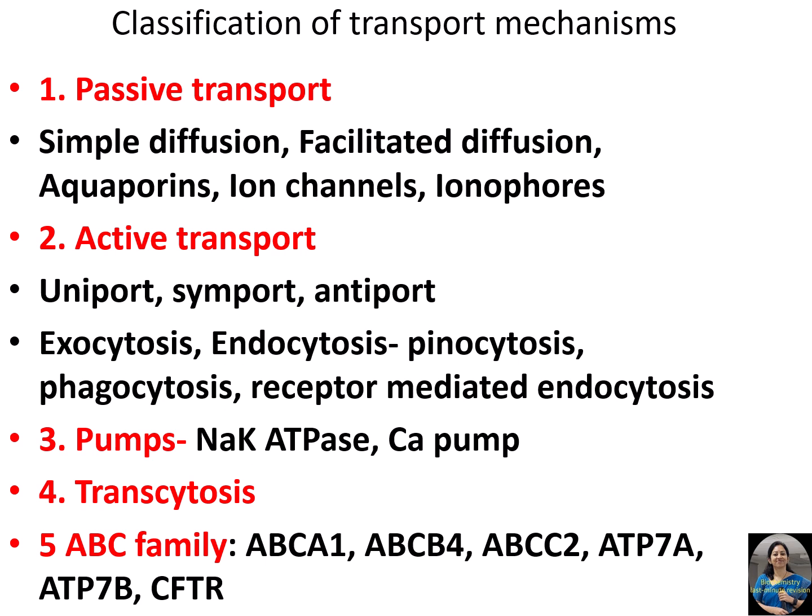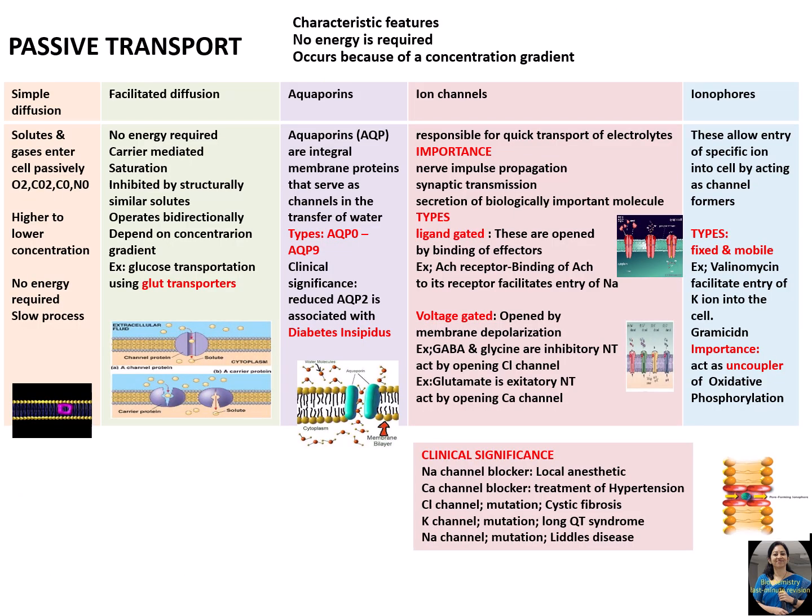Endocytosis in turn includes pinocytosis, phagocytosis, and receptor-mediated endocytosis. Pumps include the sodium-potassium ATPase and the calcium pump. Then transcytosis, and the last one is the ABC transporters. So let us try to understand only passive transport in this presentation. Its characteristic is that there is no requirement of energy and it occurs because of a concentration gradient.